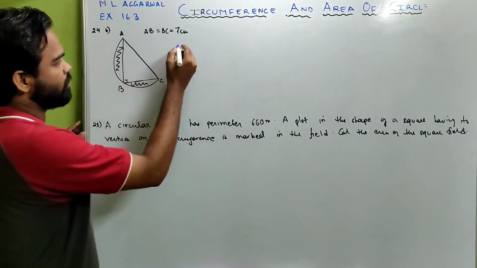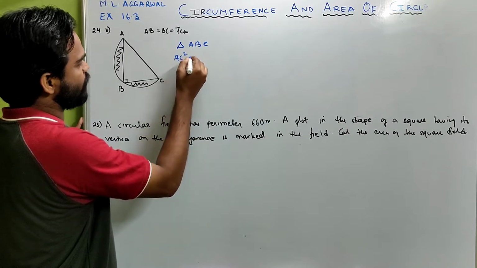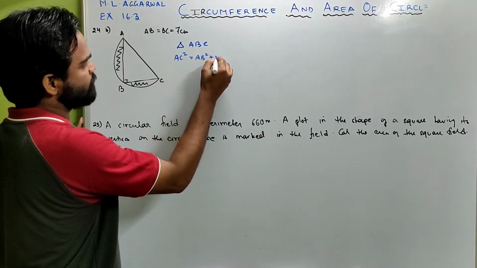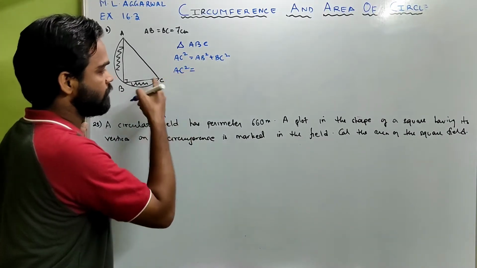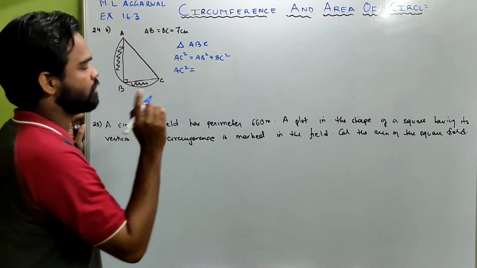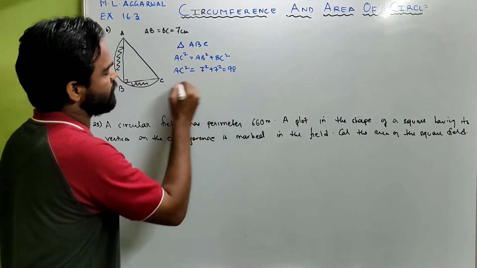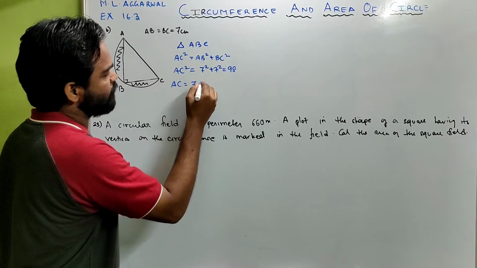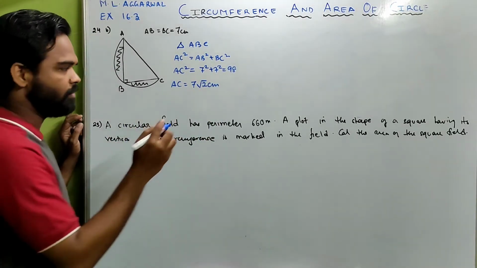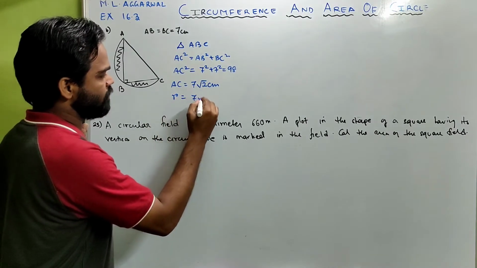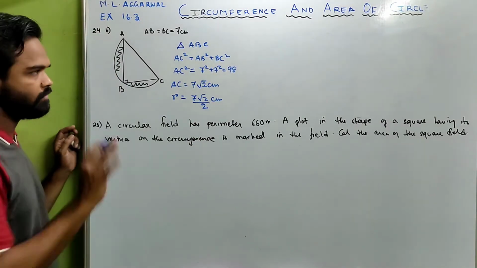Now look carefully. In triangle ABC, AC square is AB square plus BC square because it's a right angle triangle. So AC square, which AC is the diameter of the semicircle, just remember that. That's 7 square plus 7 square, that's 98. So AC will be 7 root 2 centimeter. So AC is the diameter, so the radius of the circle is 7 root 2 by 2 centimeter. Correct?